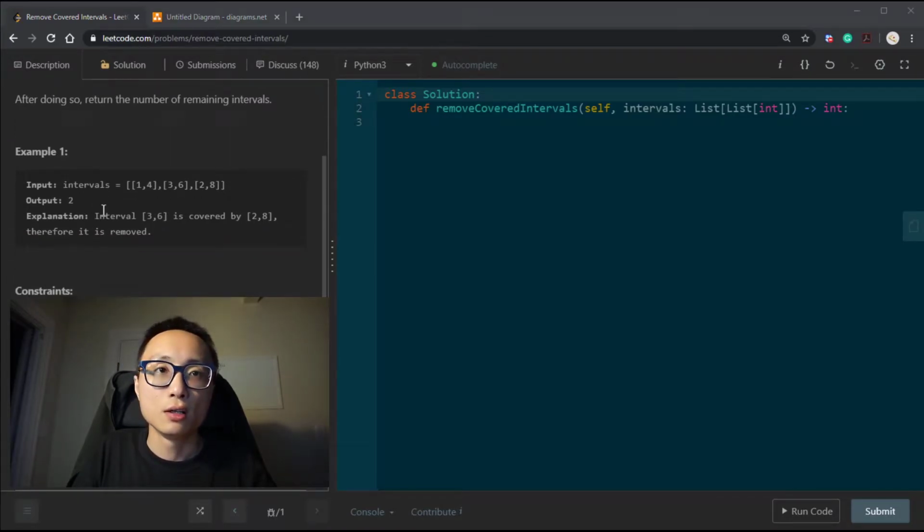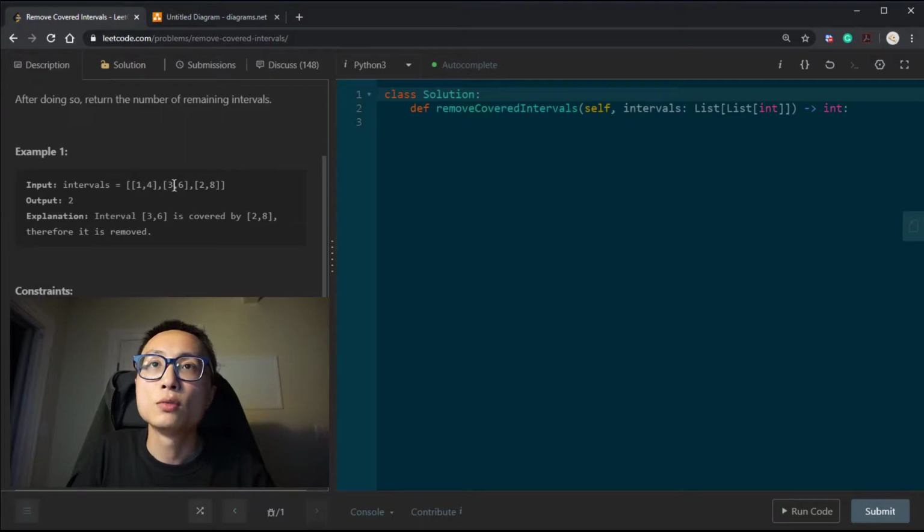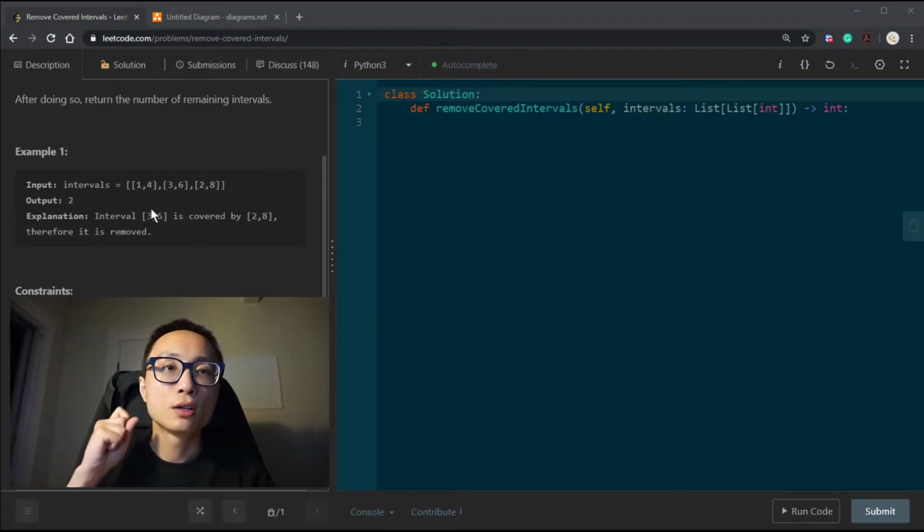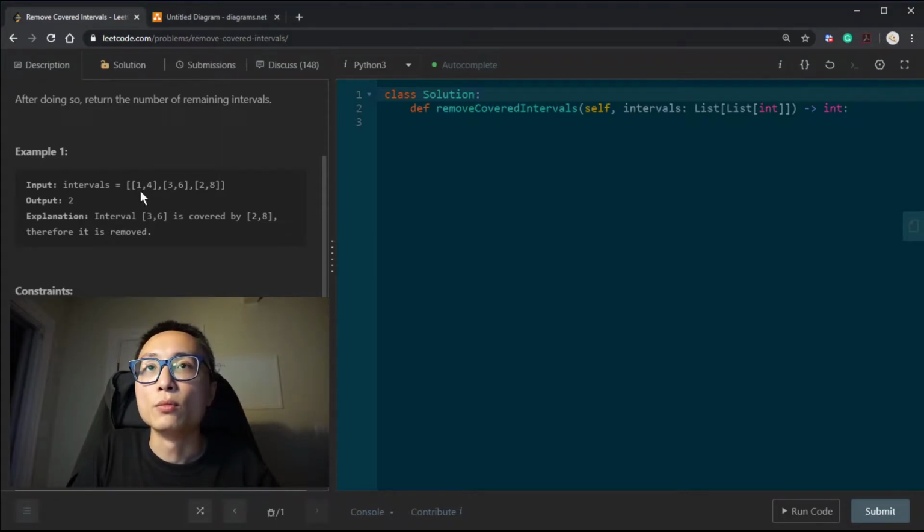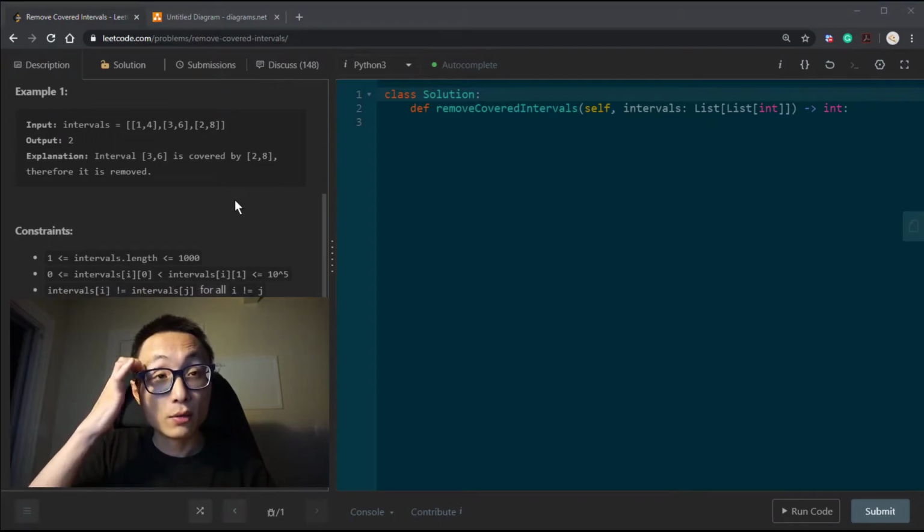The example is 1, 4, 3, 6, and 2, 8. We can see that the middle interval 3, 6 lies within the bigger, longer interval 2, 8. So we have to remove 3, 6. And we find that 1, 4 and 2, 8, even though they intersect with each other, are not in a covered relationship. The left-hand side of 1, 4 is outside 2, 8, and the right-hand side of 2, 8 from 4 onward is outside 1, 4. So those two are not covered by each other. So we return 2, for 1, 4 and 2, 8. So that's the example and the question.